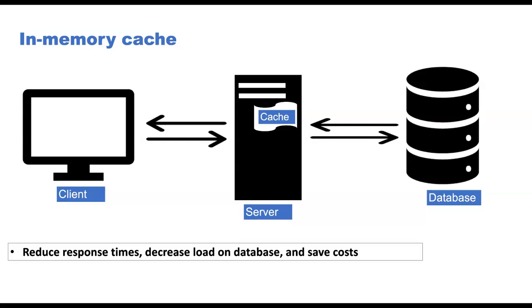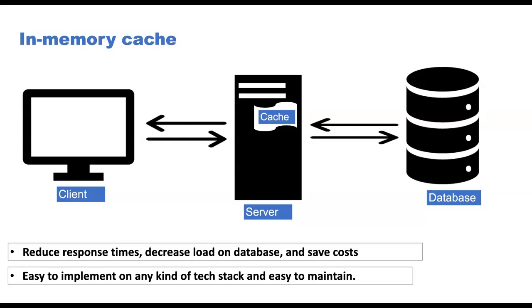and decrease the load on the database, and also we can save costs, because when you deploy your web application into the cloud, or when you use cloud databases, you pay for usage. One more advantage of using the in-memory cache is that it's very easy to implement and easy to maintain as well, because a lot of languages like Java, .NET, and Python have support for in-memory cache concepts, and we can easily implement and maintain it.